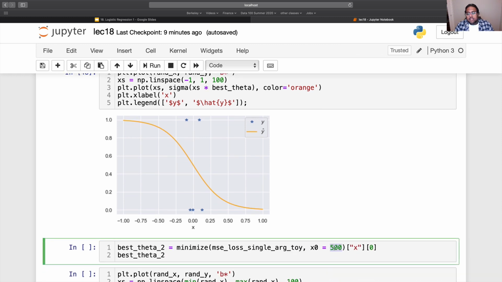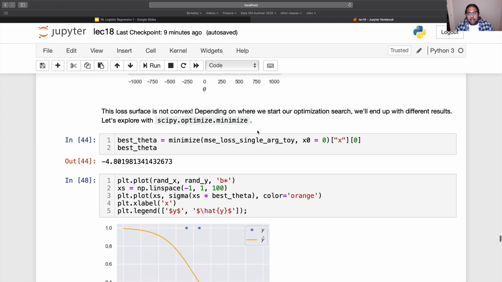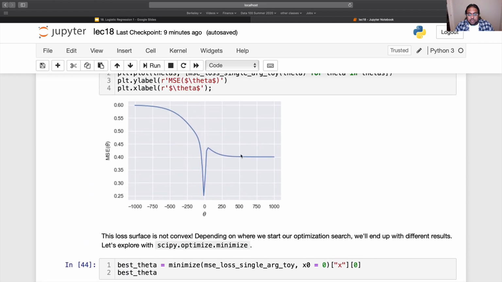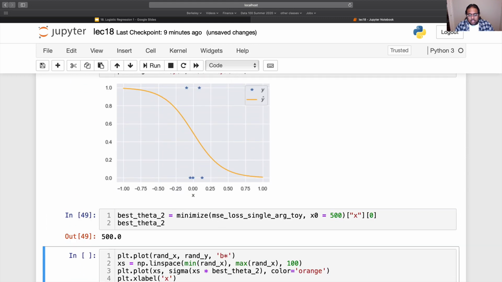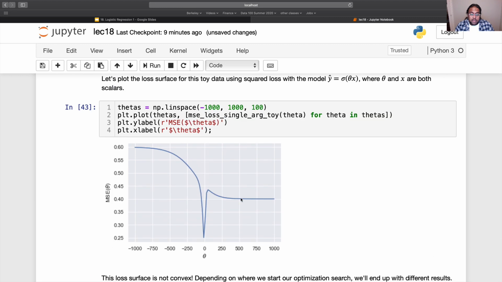If we instead start our initial guess for theta way out in that flat region, at 500, so we start off our optimization procedure right here, the resulting value for theta that scipy.optimize.minimize thinks is the minimum is theta equals 500. The reason it didn't move at all from here is because at this point, the gradient is so close to 0 that it thinks we're already at the minimum.